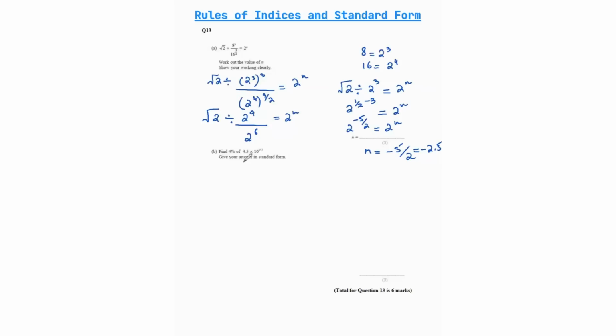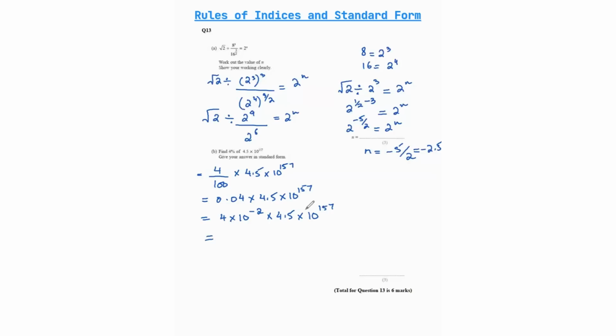Then it says find 4% of 4.5 times 10 to the power of 157, giving your answer in standard form. So for this, it's basically 4 over 100 times 4.5 times 10 to the power of 157. You can plug this in the calculator or rewrite this as 0.04 times 4.5 times 10 to the power of 157, which is basically 4 times 10 to the power of negative 2, times 4.5 times 10 to the power of 157.